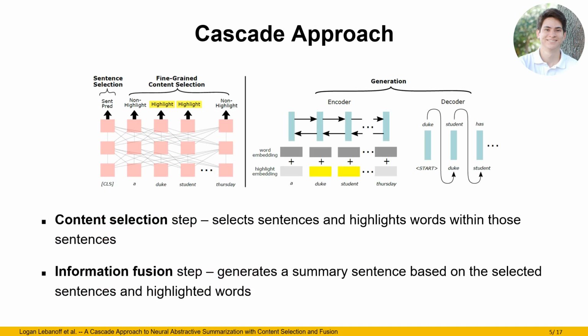So now I'll go over our cascade approach. First, on the left side is the content selection step, which selects sentences and highlights words within those sentences. Then the outputs of this model are sent to the information fusion model, which generates a summary sentence based on the selected sentences and the highlighted words. I'll go into the content selection step first.